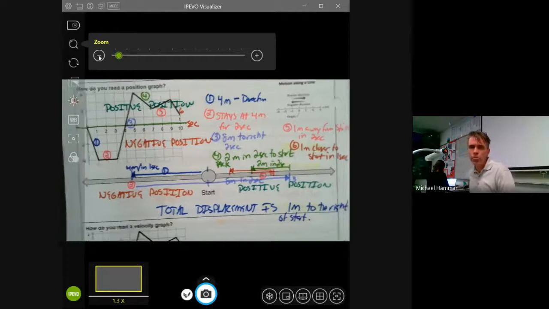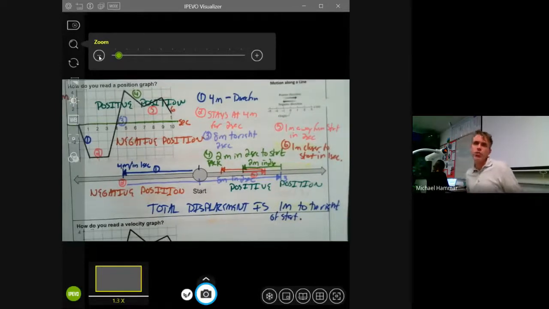Okay, so that's how you go about reading these things. You have to remember that this is position. So it's telling you where you are after a certain amount of time.